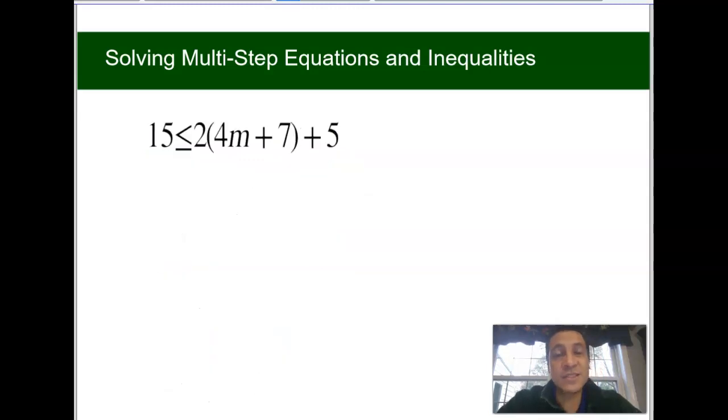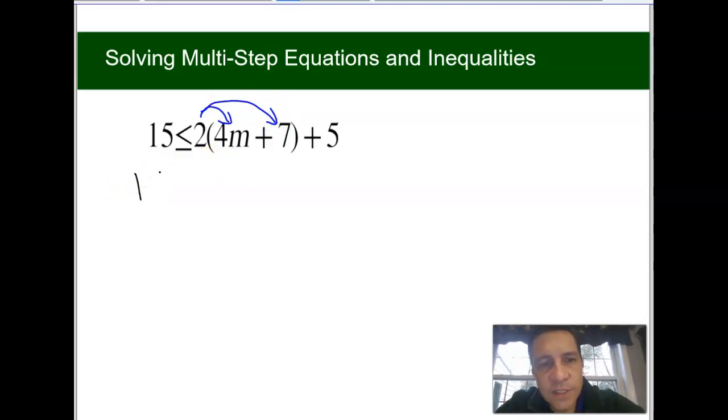And then finally, this could look pretty complicated, right? I see all of this parentheses here, and it looks like I'm going to have to distribute, combine like terms. But if we just take it a step at a time, simplify the right side of the inequality here first, you'll see it becomes pretty simple to do. So first things first, I'm going to distribute this 2. Remember to multiply both of those terms by 2.